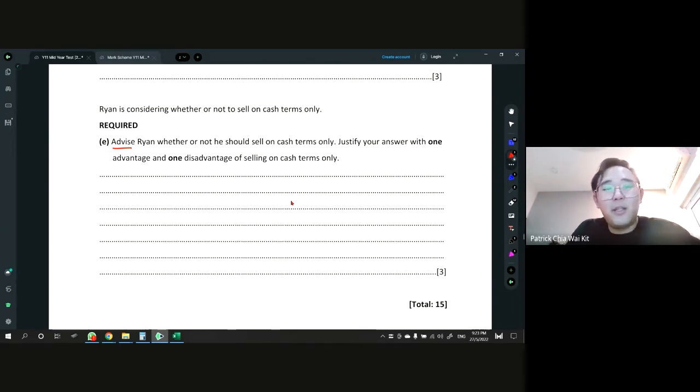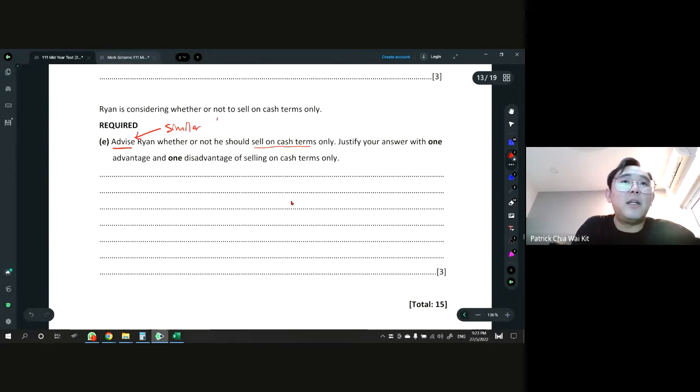Okay, and look at the question. They say advise Ryan whether or not he should sell on cash terms only. Justify the answer with one advantage and one disadvantage of selling on cash terms only. Technically, if any of you have taken econs, you will know that the advice question is very similar to your discuss question. You have to write the yes and no, the good and bad. So here they say only one each, then you give one each.